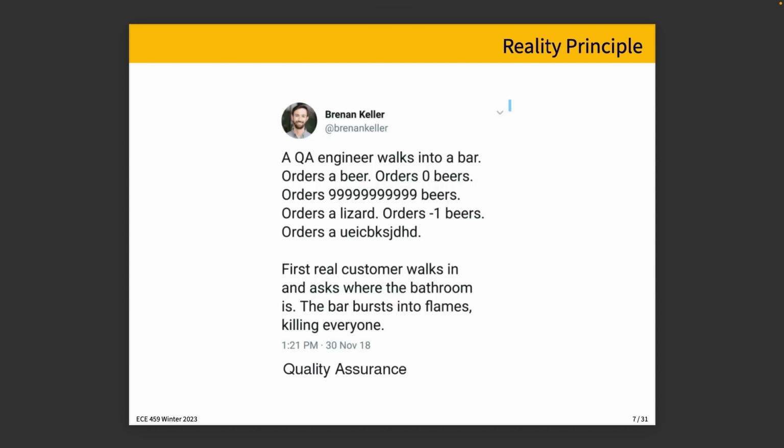Next idea, reality principle. It would be a good idea to use a real, in quotation marks, workload as much as one can possibly simulate. As you can see, the QA engineer orders a beer, orders 0 beers, orders a lizard, orders -1 beers, a cat walks on a keyboard, and quality assurance is done. The first real customer walks in, asks where the bathroom is, and this is completely unforeseen, and the whole system crashes. Right? We need to test using a realistic workload.